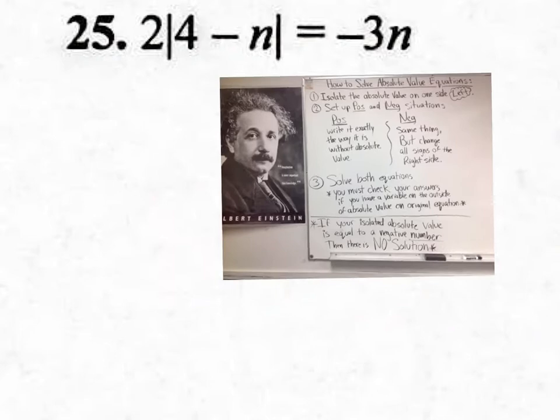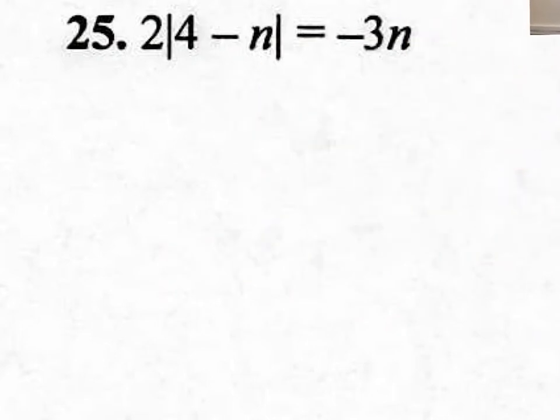Anyways, let me move this to the side. So let's isolate that absolute value. What do I mean by isolate? I need to get this absolute value right here all by itself. I do not want this 2 right here.